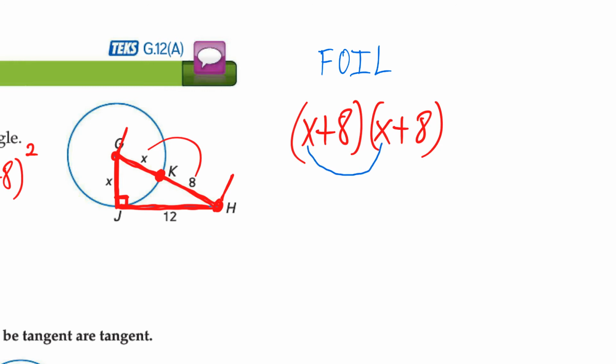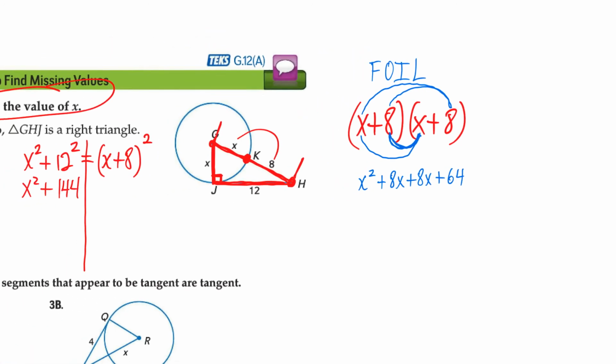Okay, so FOIL, what does the F stand for? First. So first of each one. So what's x times x? It's x squared. What does the O stand for? Outside. So the x is on the outside here, 8 is on the outside. So what's x times 8? 8x. What does the I stand for? Inside. So the inside terms are right here. So what's 8 times x? Another 8x. And then what does the L stand for? The last. What's 8 times 8? It's 64.